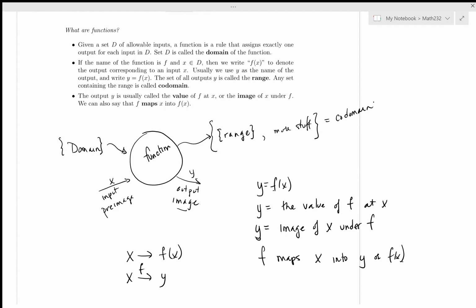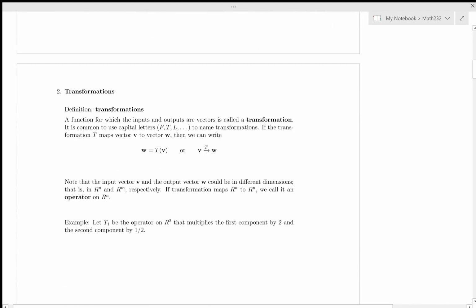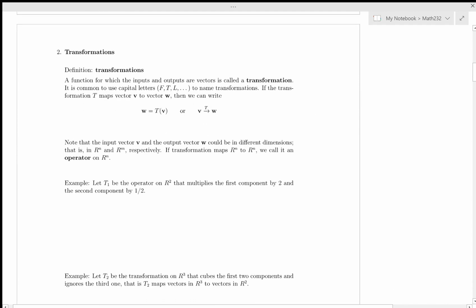Now we're going to broaden this a little bit and introduce the idea of a transformation. If the function has inputs and outputs which are vectors, then we're going to call the function a transformation. We often use capital letters to name the transformations, and T is in fact a very common letter to use, just like f is a common letter to use for a function. It doesn't have to be, of course, but that is sort of a standard.